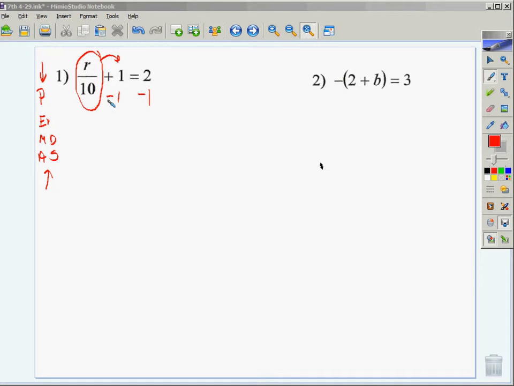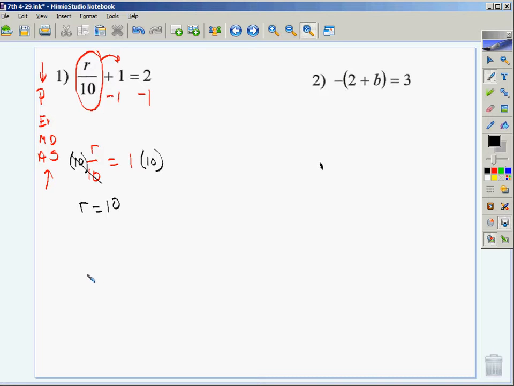So I'm going to subtract 1 from both sides. I have r over 10 equals 1. What do I do to undo the division? I multiply. When I multiply both sides by 10, these 10s are going to cancel out and leave me r equals 10.